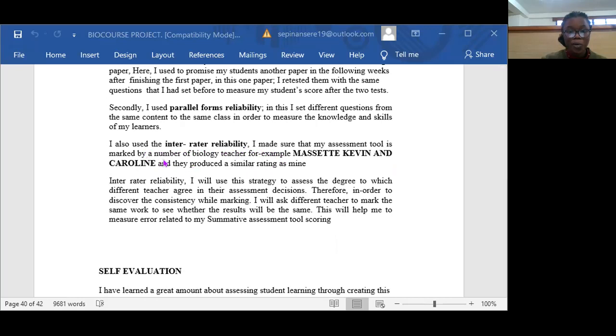Here, for example, me and Mr. Masete and Carol, I provided them with a paper and they produced a similar rating as mine after marking the paper of one of my students. I also gave some papers to one of my classmates, Mr. Masete, student teacher, and Caroline, and they also produced the same rating as mine.